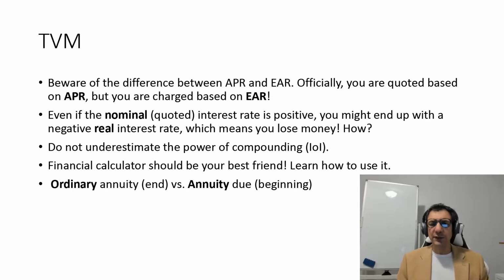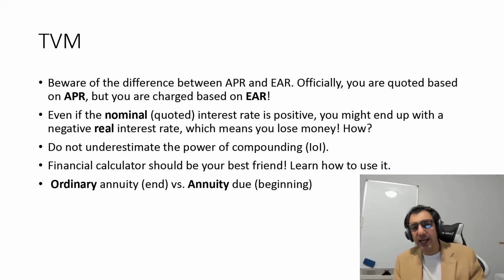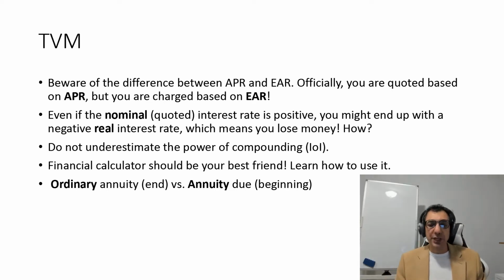Also, we talk about different types of annuities. By default, we go with ordinary annuity, which means the payments are happening at the end. But when it comes to annuity due, it means the payments are happening at the beginning of the period. For example, when you're paying your rent, usually you're paying your rent at the beginning of the month. So that's a type of annuity due.